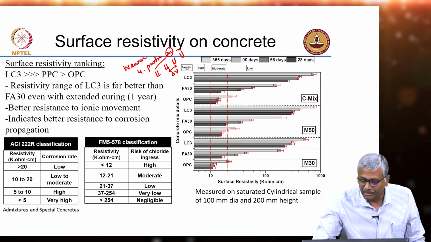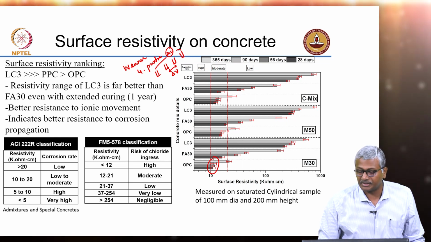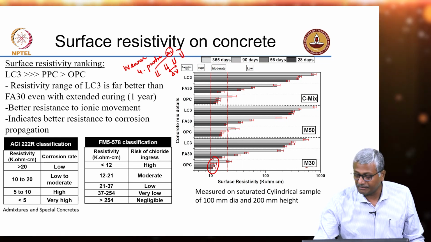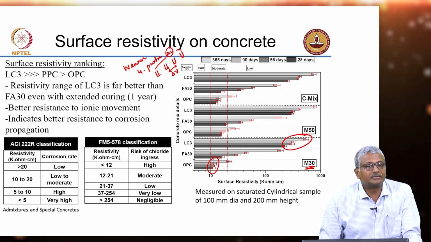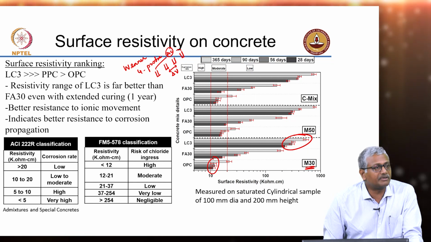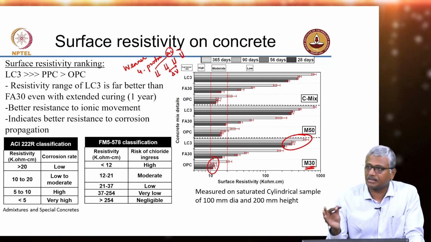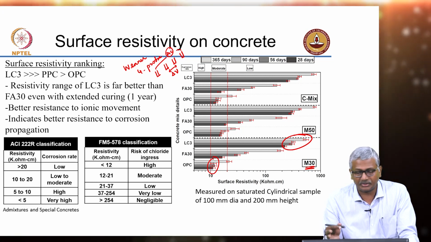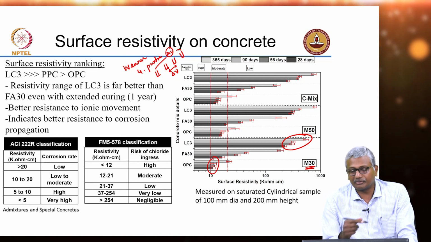With OPC, you are in this range here, around 10 to 20 surface resistivity, but with LC3, even for low grade concrete, you are in the 200 to 500 range. It is a completely different range of performance, and that is something which is not directly translating into actual service life, okay, but it is a good, rapid indicator of the relative performance.